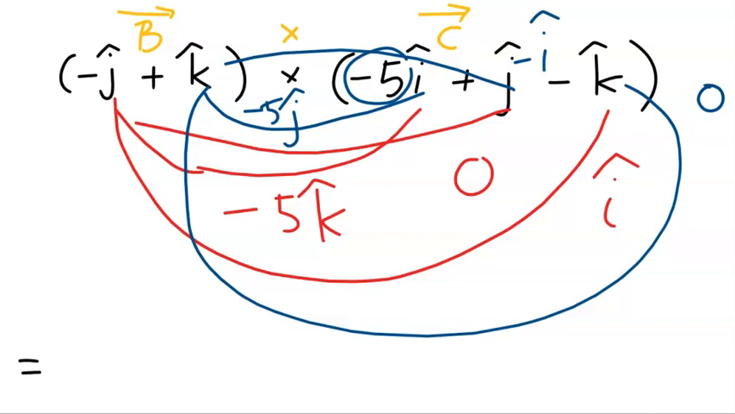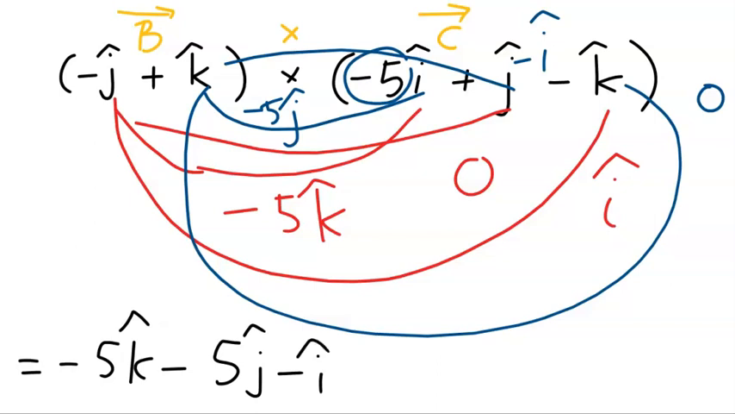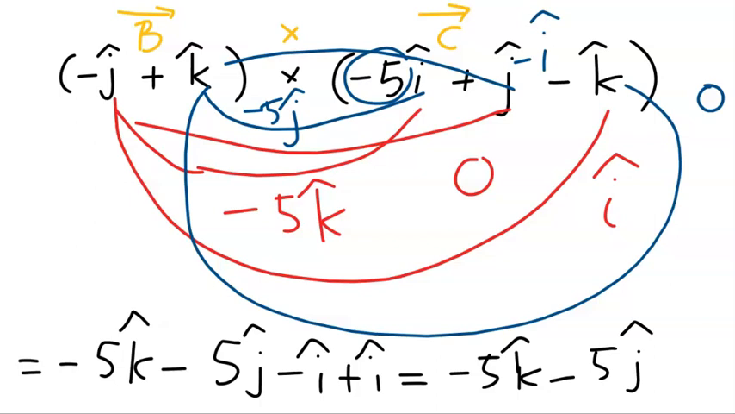So when you write down all these non-zero components, you have minus 5k hat, minus 5j hat, minus i hat, and plus i hat. So your final answer is minus 5k hat minus 5j hat. So that's the answer for this vector product.